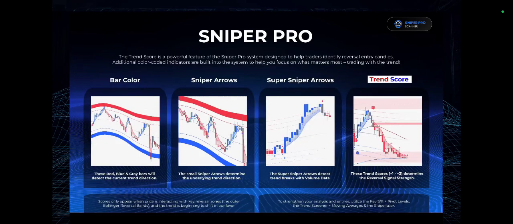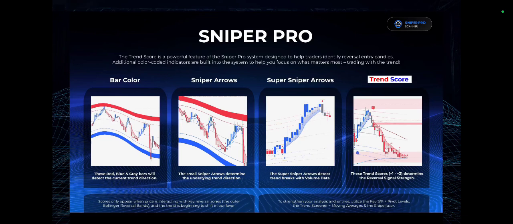Now, the actual Sniper scorecards is a very powerful feature designed to help you identify reversal entry candles. So it's not perfect, but it is designed to help you and is based on a couple of different things. First thing is you have the bar color. You will have blue and red bars based on volatility and also our custom EMA crossovers. So you want to see red bars and a red cloud in a bearish market, and blue bars and a blue cloud in bullish markets.